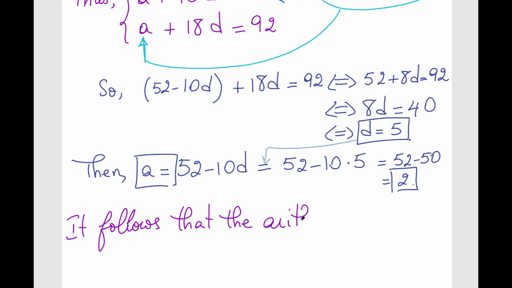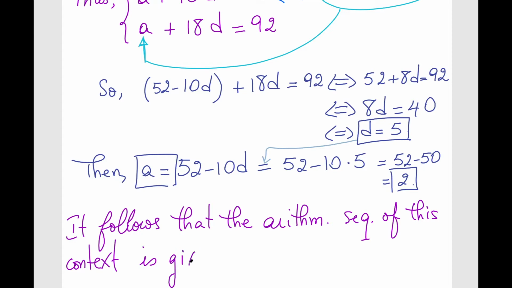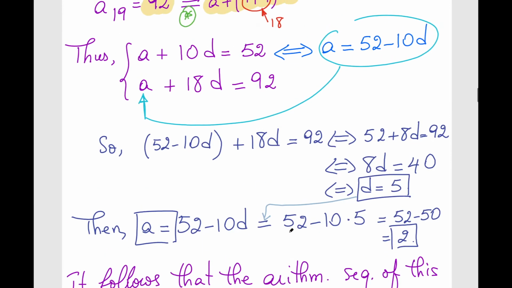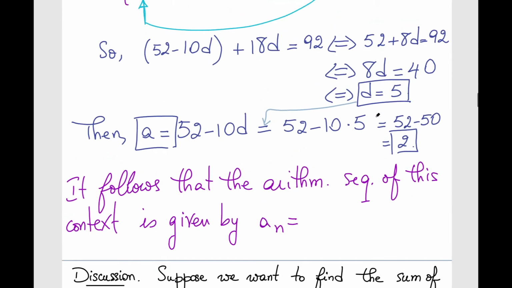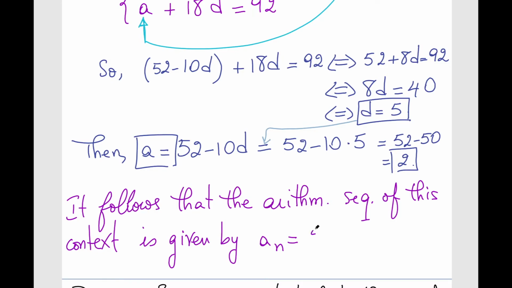The arithmetic sequence of this context is given by a_n equals, replacing a by 2 and d by 5, a_n equals 2 plus (n minus 1) times 5. And this is for any n bigger than or equal to 1, correct?